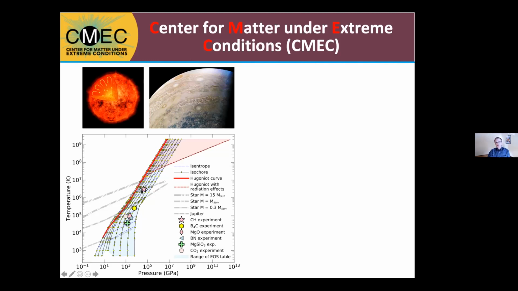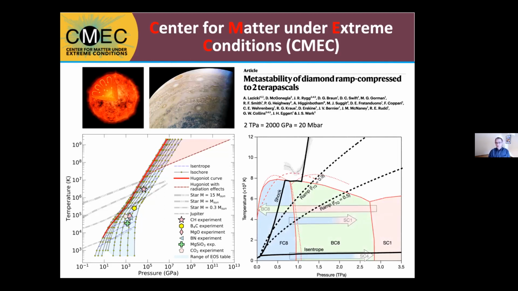So what we often do is we compare with ongoing experiments and see how well we agree, and whether there's anything we're missing in the theoretical predictions. And just from last week, we got another puzzle to worry about. I just want to tell you about it. We had nothing to do with this. This is the work by Amy Lazicki and colleagues in Livermore, who basically shocked diamond to 2 terapascals and said diamond is still the dominant phase even after you're compressing it uniaxially.